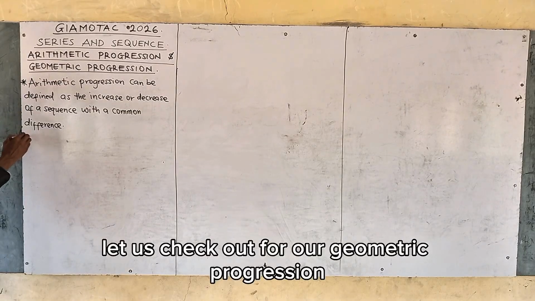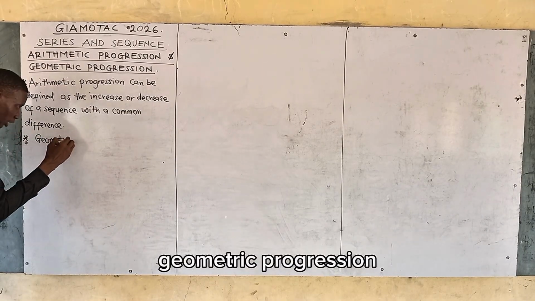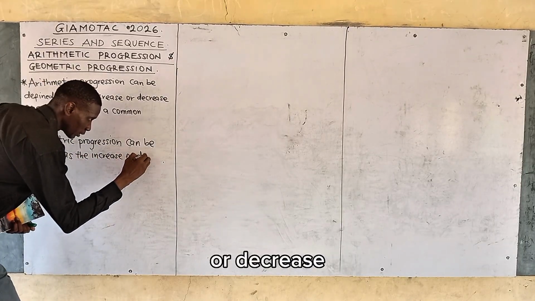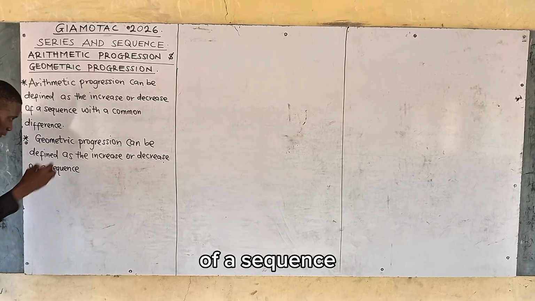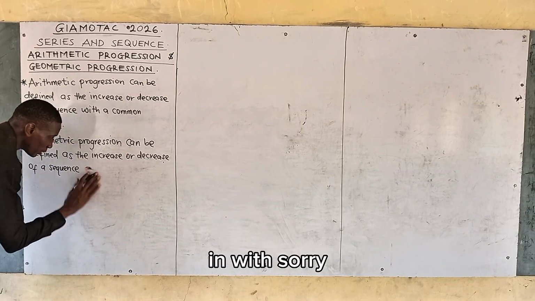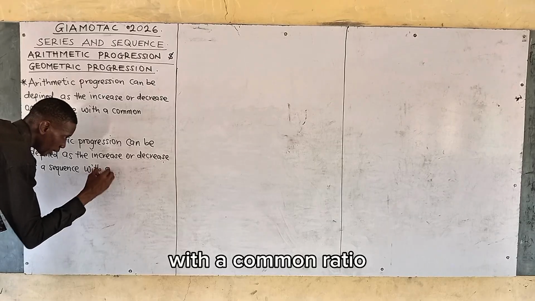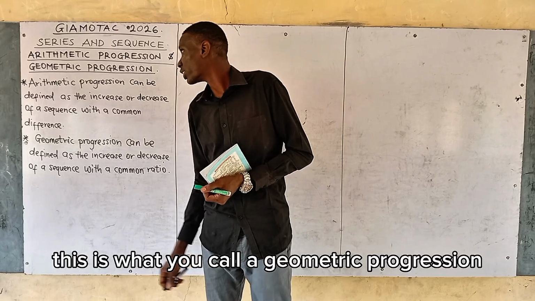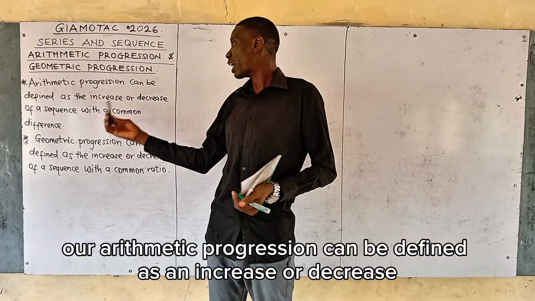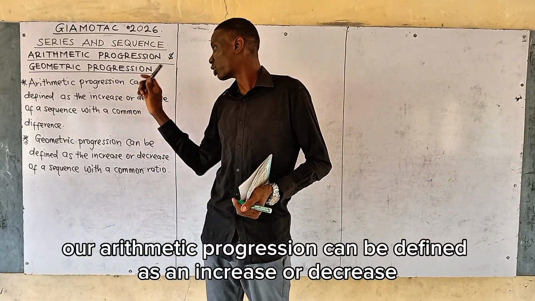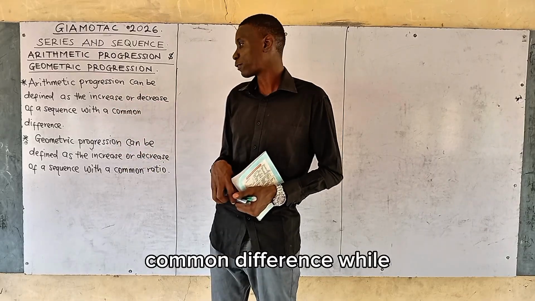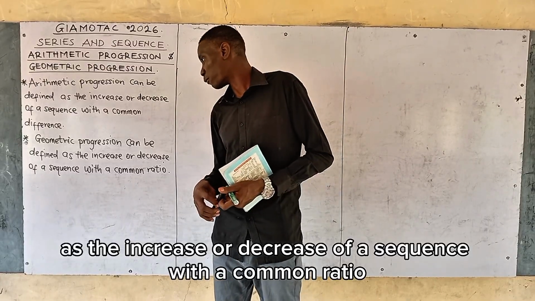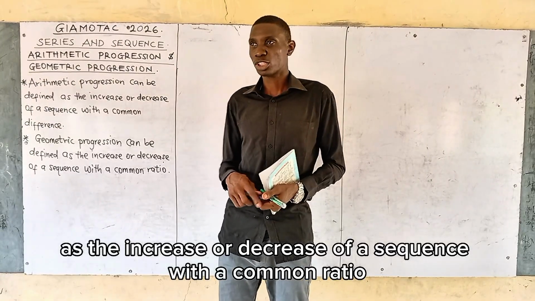Let us check out our geometric progression. Geometric progression is the increase or decrease of a sequence with a common ratio. This is what we call a geometric progression and an arithmetic progression. Arithmetic progression is the increase or decrease of a sequence with a common difference, while geometric progression is the increase or decrease of a sequence with a common ratio.